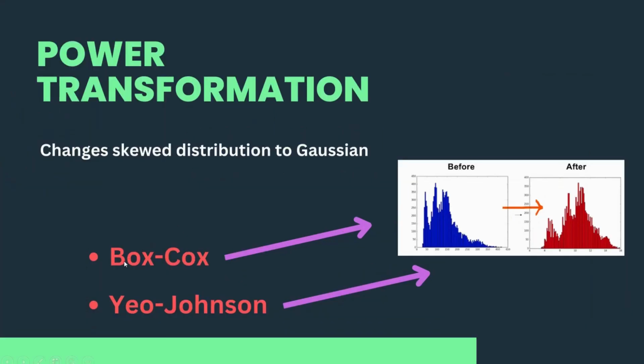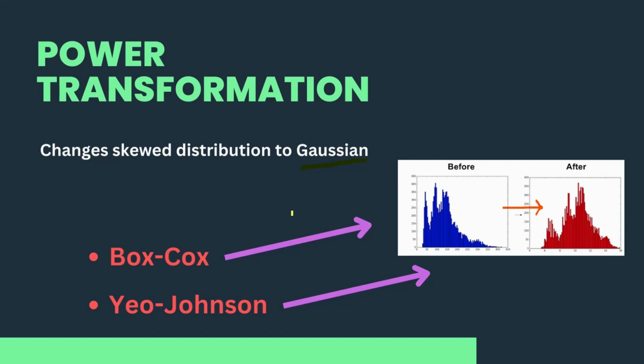As you can see here, power transformation is the same as log transformation. It changes your skewed distribution to Gaussian. Here Gaussian means normal distribution, and we all know what a normal distribution is, where mean equals median equals mode, and which extends equally to both sides. Such a distribution is called a normal distribution.